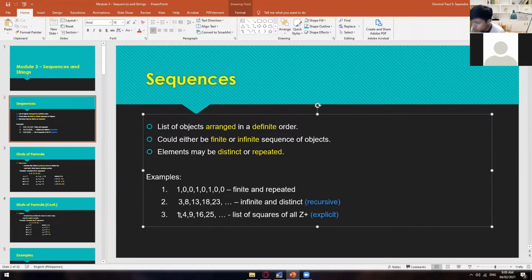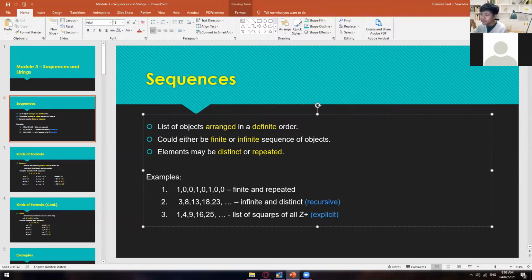We also have this one, 1, 4, 9, 16, 25. This one is the list of squares of all positive integers. You could say that this one is also distinct and infinite, but this one is more on explicit. The difference between explicit and recursive is that for recursive, you have to know the past terms, but for explicit, you only need to know the formula. There is actually a given formula.